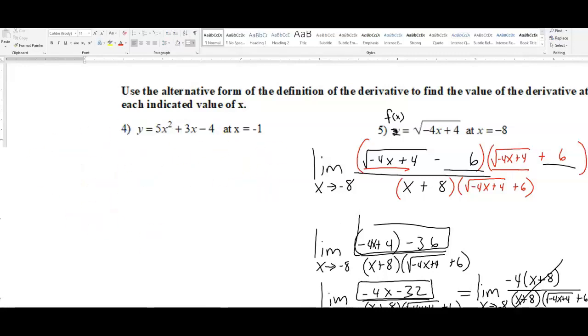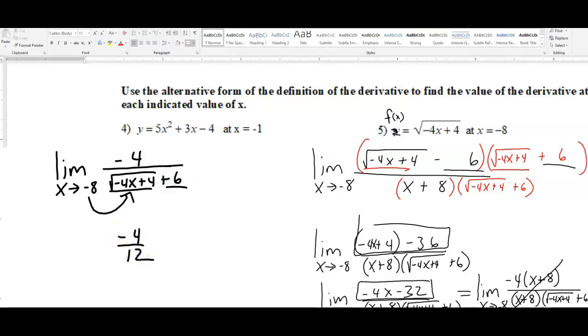Next, I'm just going to rewrite it really quick. You don't have to do that necessarily yourself, but I'm just trying to be clear with my work. So this is what we have as a result of all this. And at this point, I would do the direct substitution. So plugging that in, -4 times -8 is going to be -32. I'm sorry, positive 32. Positive 32 plus 4 is 36, and the square root of 36 is 6. So we have 6 plus 6, which is 12 on the bottom. And then when we simplify that, we end up with -1/3 as our final answer.